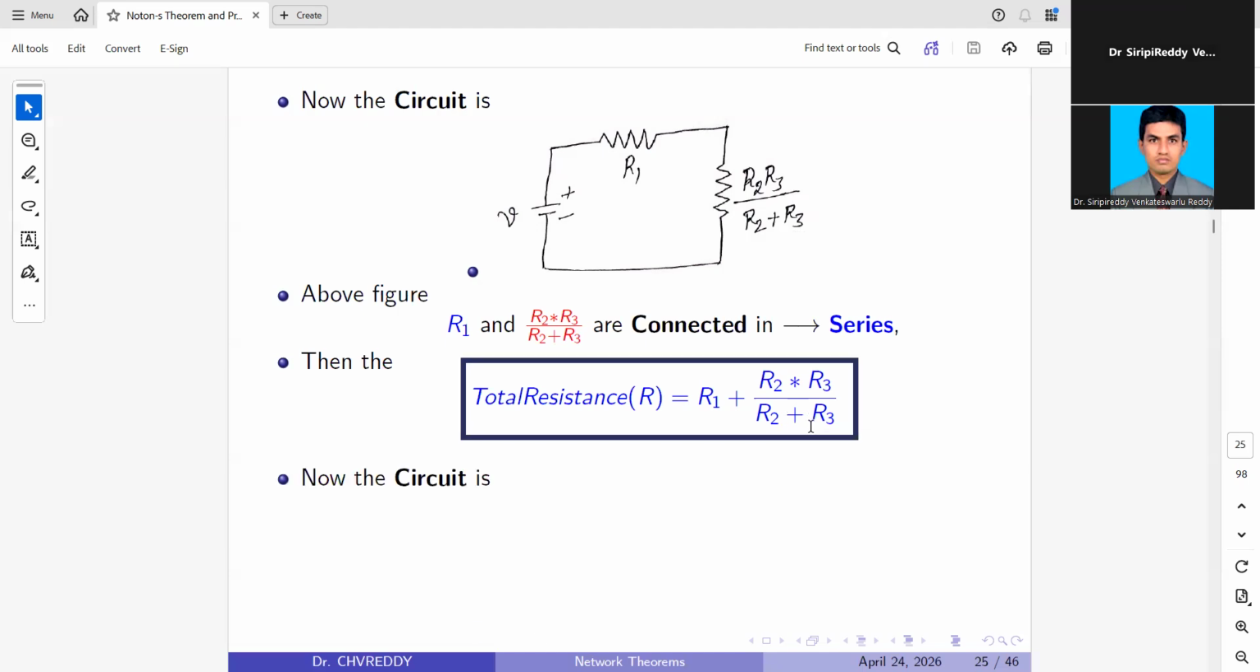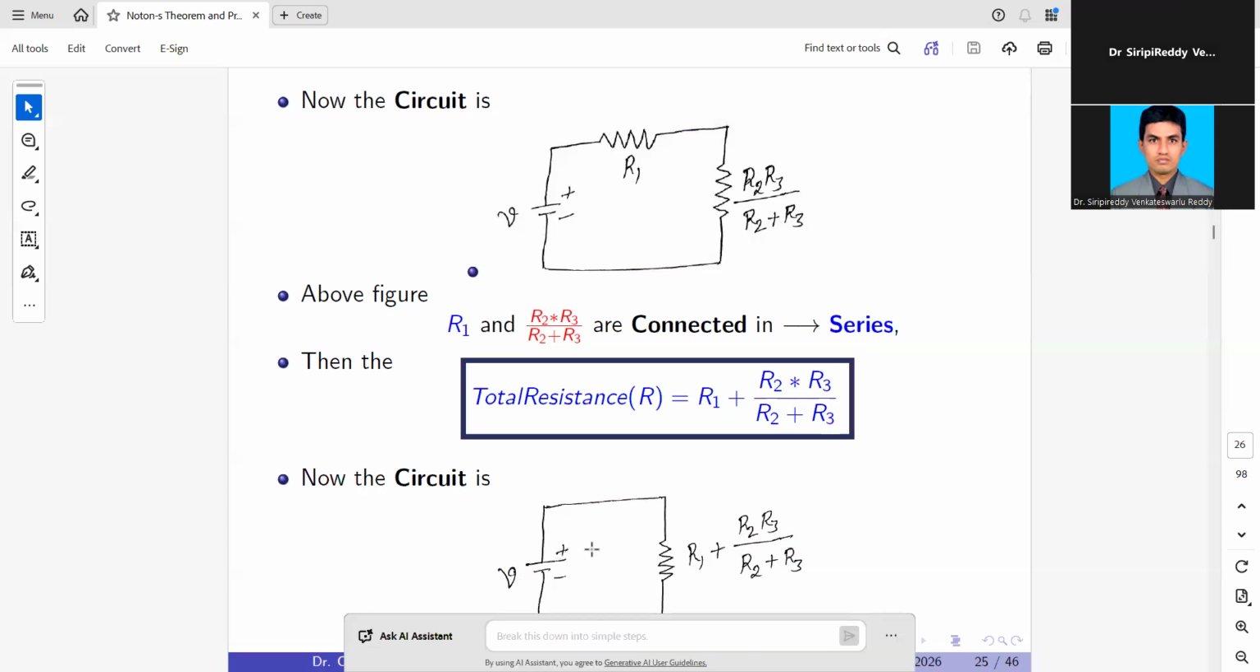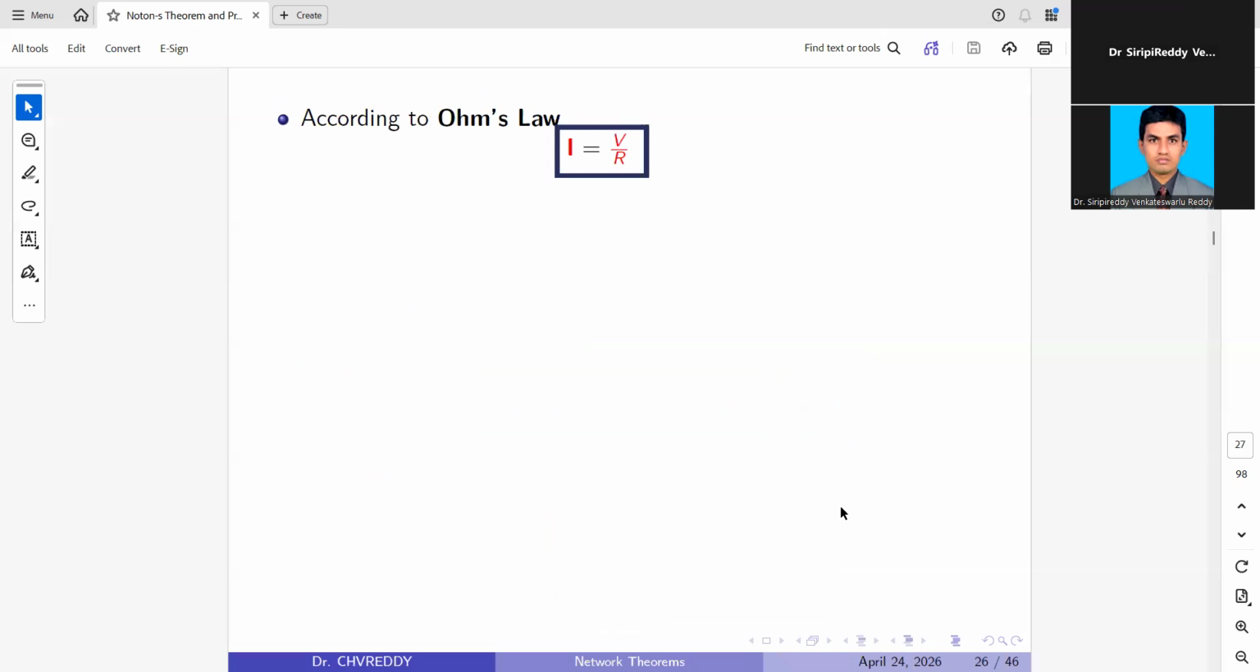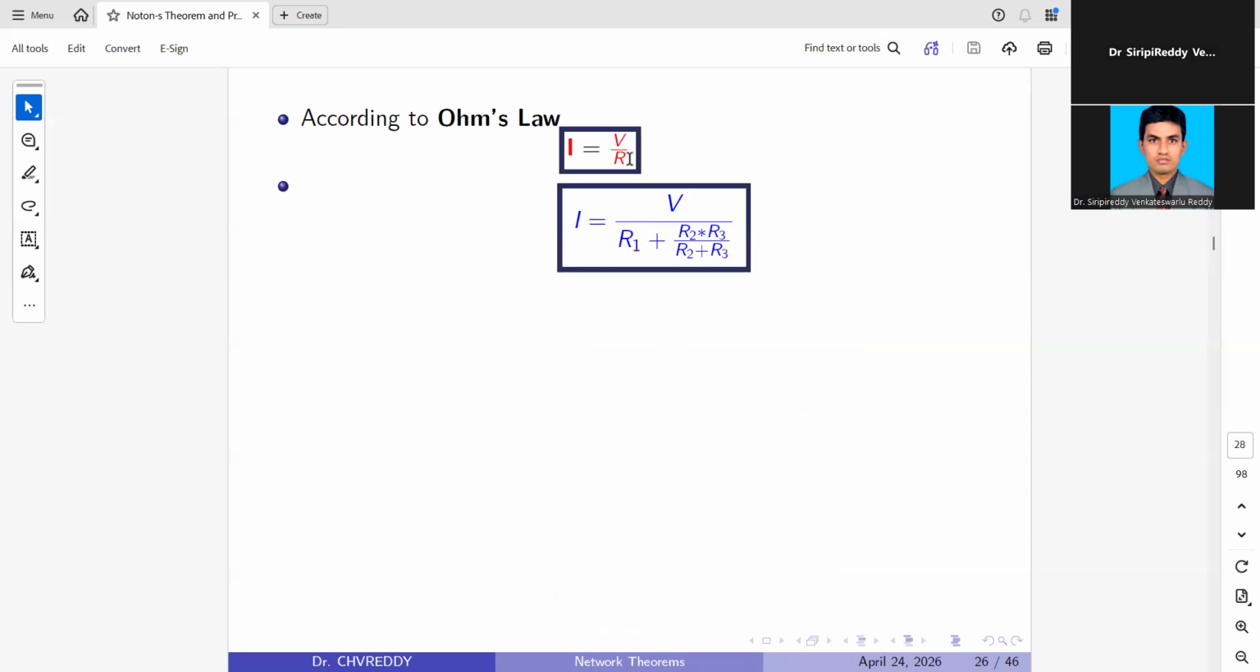Now these two resistors are replaced with this total resistance. So now the circuit has V as well as the total resistance. If you observe this figure, we know the V value as well as the total resistance. From that we are going to identify the total current. According to Ohm's law, I equals V by R. Now we know the total resistance R, so I equals V by R1 plus R2 into R3 divided by R2 plus R3. So this is the current.